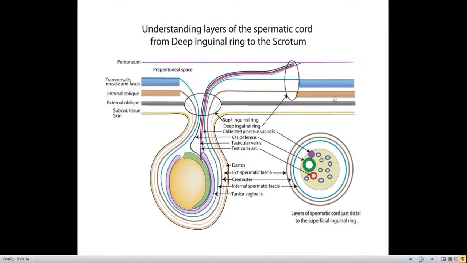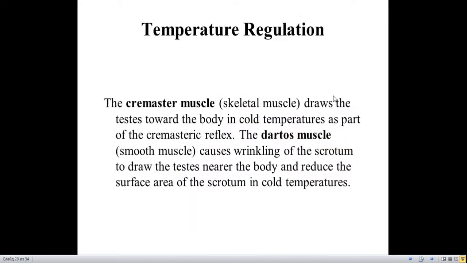You have to know what is tunica dartos, how it derives, what is its equivalent in anterior abdominal wall, external spermatic fascia, cremasteric muscle, internal spermatic fascia, vaginal tunic, and so on. One applied moment of scrotum, why is it so important?